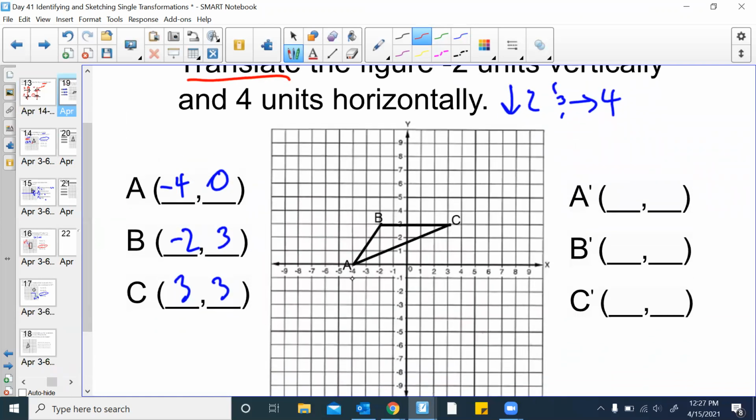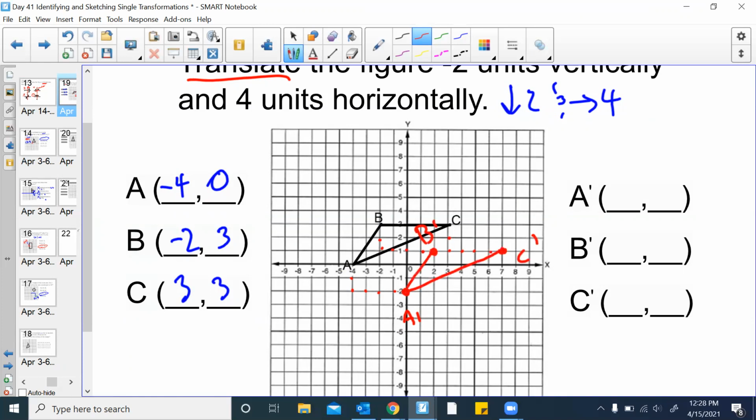All right, start at A. We're going to go down 1, 2. To the right, 1, 2, 3, 4. That'll be A prime. Let's just go ahead and do the translation first, then we'll look for our points. B, we're going to go down 1, 2. Go to the right, 1, 2, 3, 4. C, same thing, down 1, 2, to the right, 1, 2, 3, 4. Remember, this is B prime and C prime.